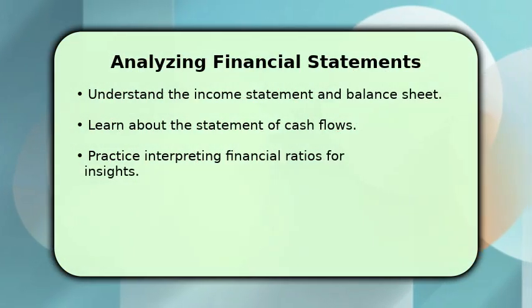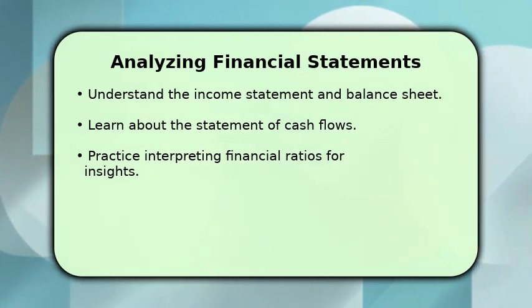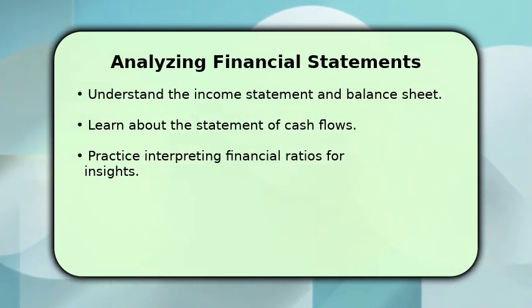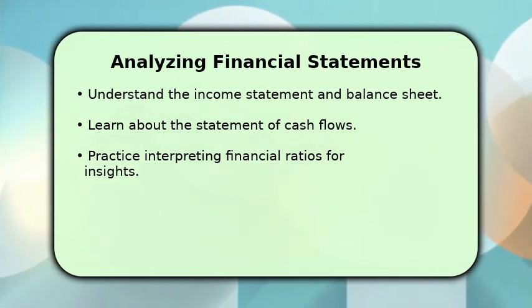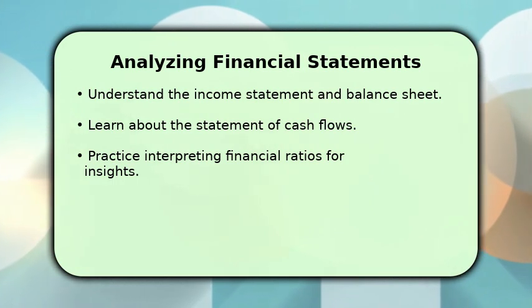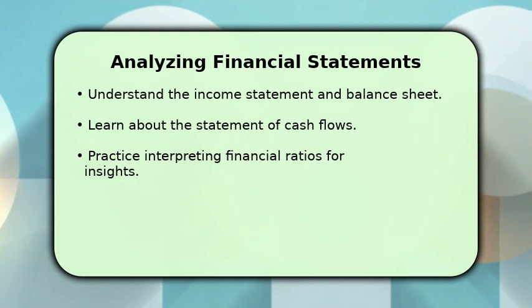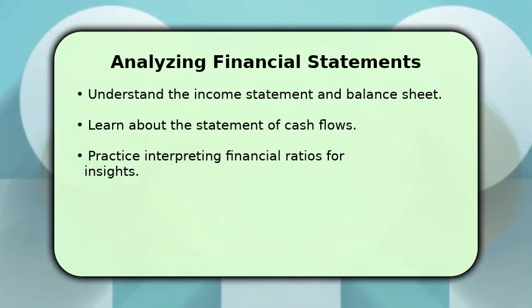Once you understand the cycle, move to analyzing financial statements. The income statement shows profitability over a period, while the balance sheet presents a snapshot of assets, liabilities, and equity at a specific point. The statement of cash flows details cash inflows and outflows. Learning to interpret these, along with key financial ratios, provides deep business insights.